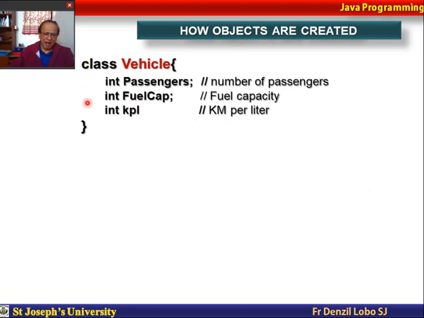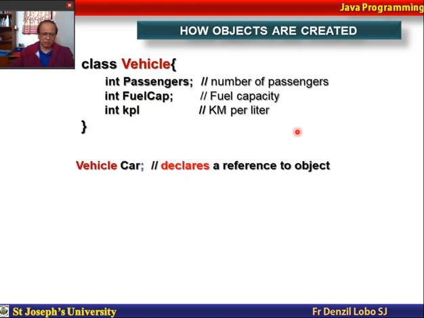So what do we do? We create a class called vehicle. So class vehicle contains at the moment only variables, as in the case of a structure. We are going to start with that, then we will add methods. So we'll get used to this. We have a class called vehicle, and it has 3 variables: passengers, fuel cap, and kilometers per liter, the mileage it is going to give.